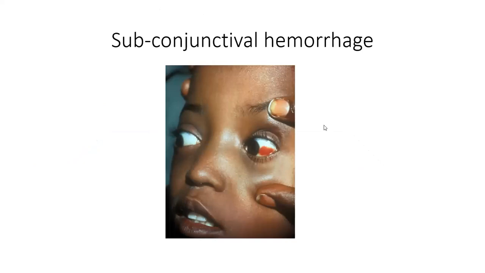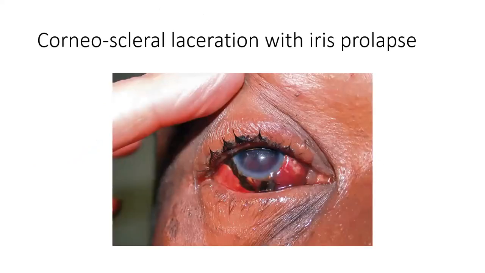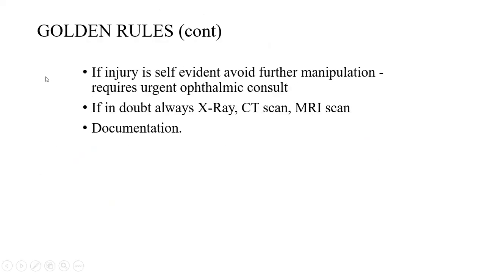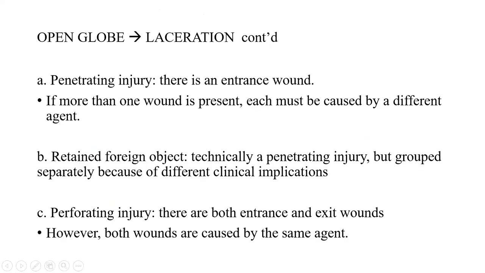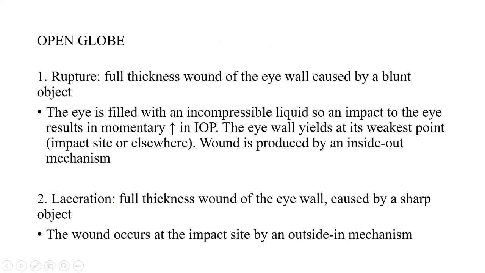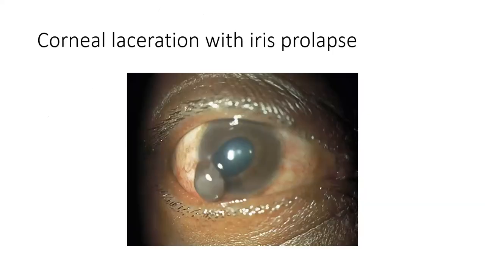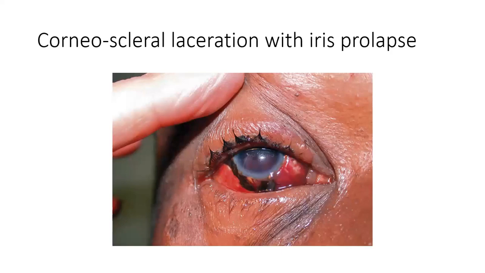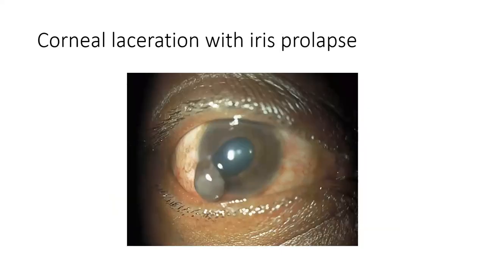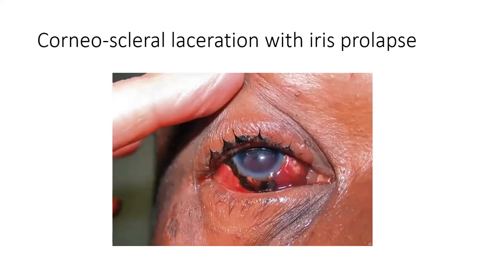So this is a simple injury to the eye where there is only subconjunctival hemorrhage. Whereas this one is a corneoscleral laceration. You can see here, the eye has been lacerated, and that black tissue showing through is uveal tissue; either the iris or the choroid or ciliary body is showing through.